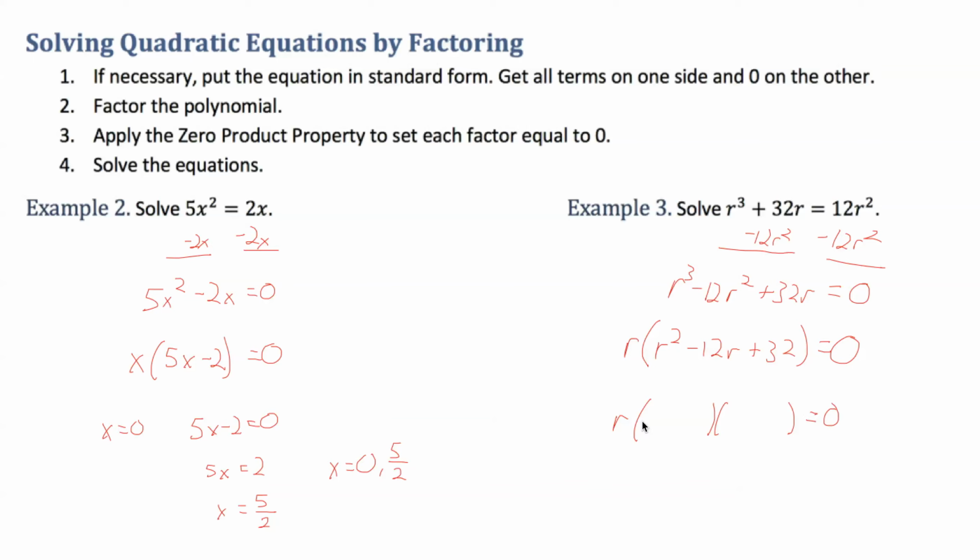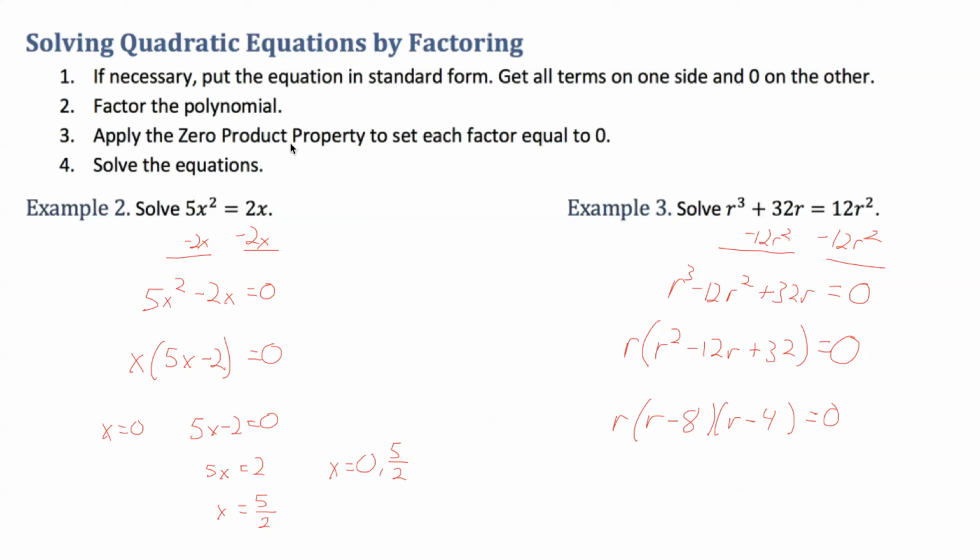And to get r squared, we need an r and an r. Positive here, so we'll either have a positive and a positive, or a negative and a negative. It's got to be negative because we have this negative 12 here. And we want to think of factors of 32 that will add up to equal negative 12. Since our coefficient out here is 1, we can think of it that way. So 32 is 8 and 4. So we can do 8 and 4. They're both negative, which will give us that 12r there.